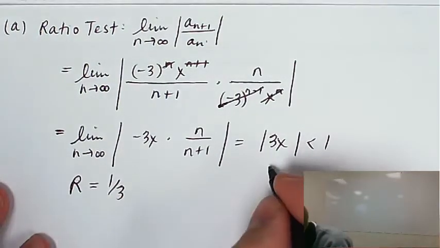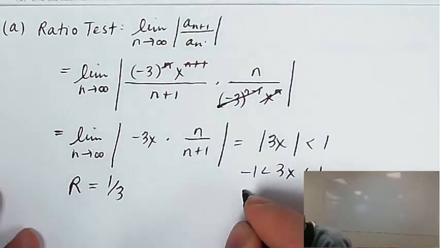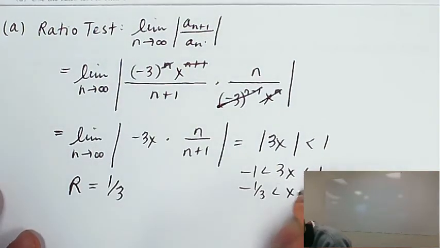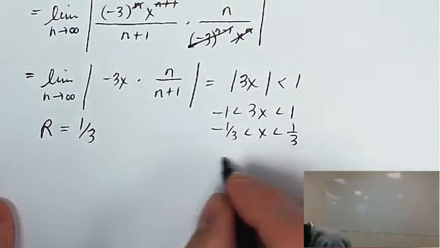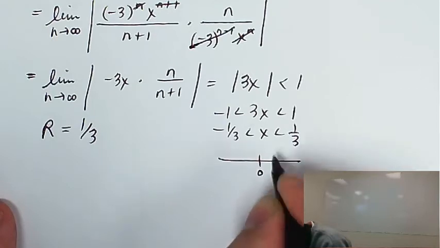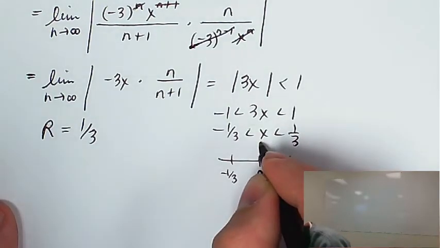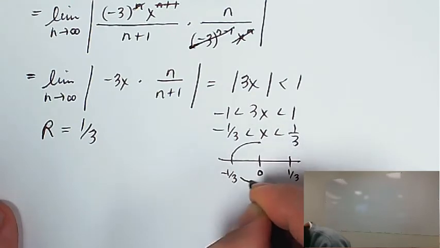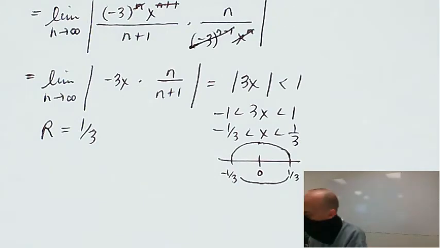Or you could just say that's going to be 3x is negative 1 to 1, negative 1/3 to 1/3. If you were unsure about the radius therein, you could draw 0, you could draw 1/3. You could draw yourself like a circle. This isn't going to actually be a circle, but I could say the radius is 1/3. I don't know what else to say.